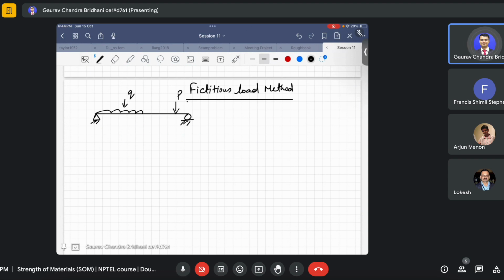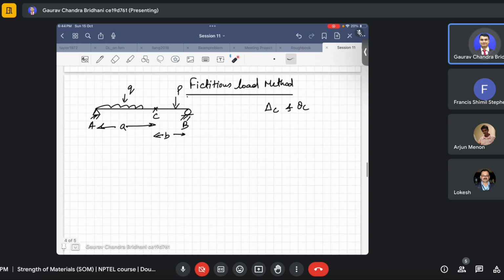Okay, now suppose it defines a point C, and this is distance A, and this is distance B. Now suppose it asks you to find delta at C and theta at C. One way, we saw, is to use the earlier method of superposition. We can find the deflection at this point due to the Q load alone on the beam, and then the deflection at this point due to the P load, and then we can add them up. That is what we have done.